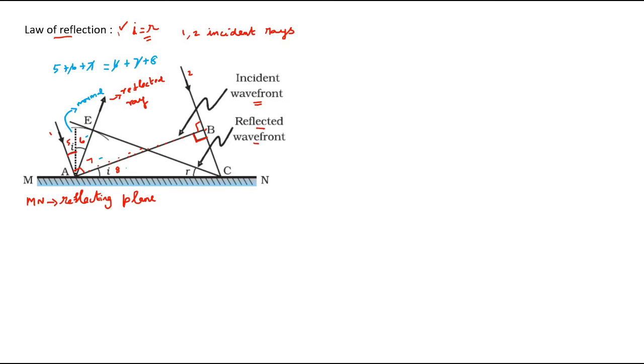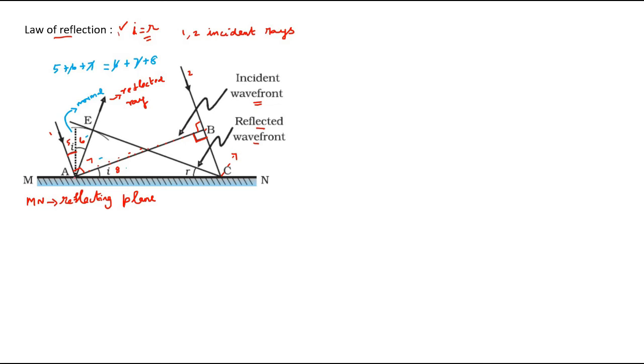You can see this arrow. Similarly, the corresponding reflected ray will be here, but that is not shown. It is not necessary for the proof. Then CE is a reflected wavefront. So how do you construct CE, which is a reflected wavefront?